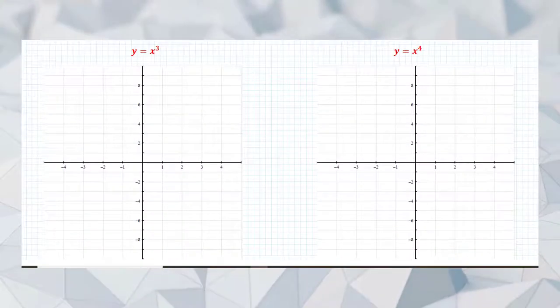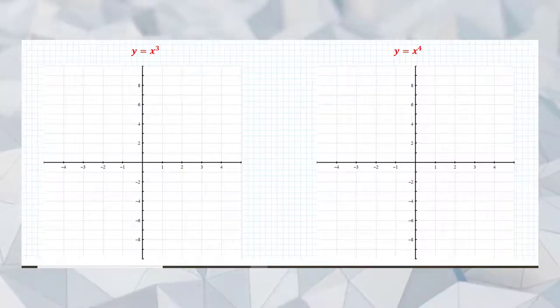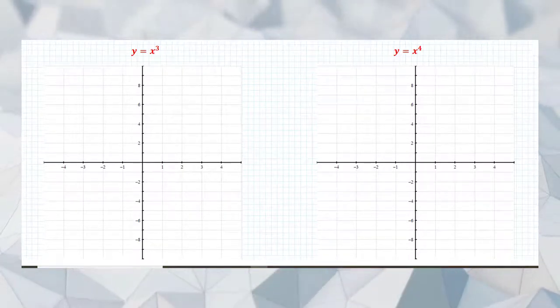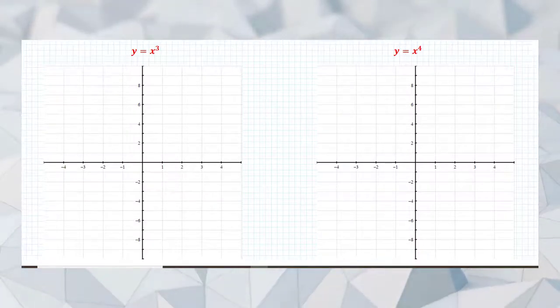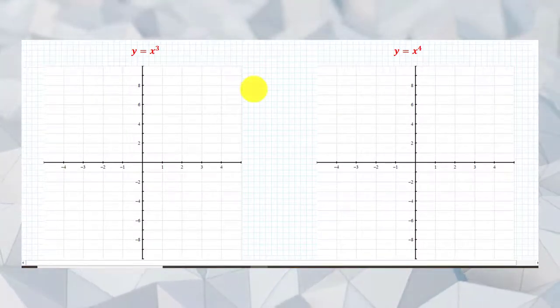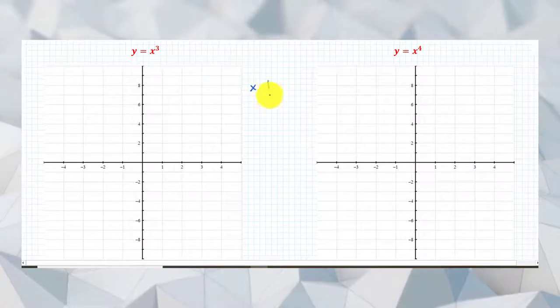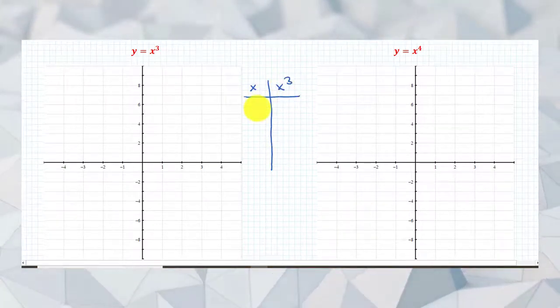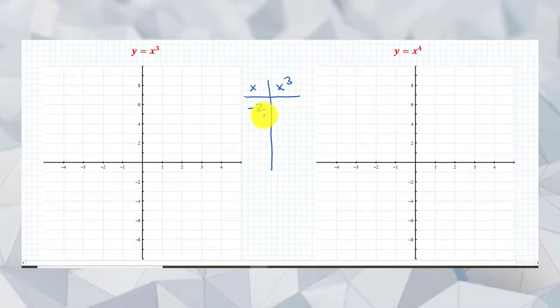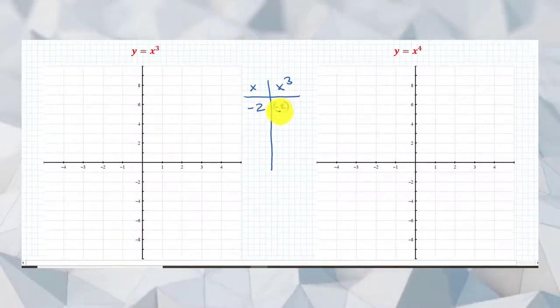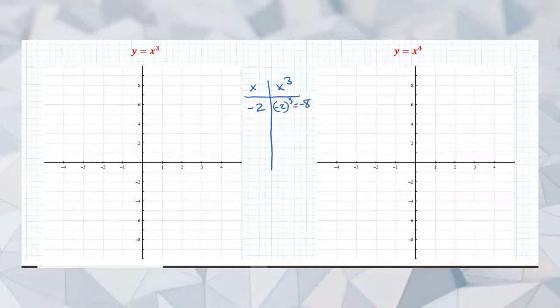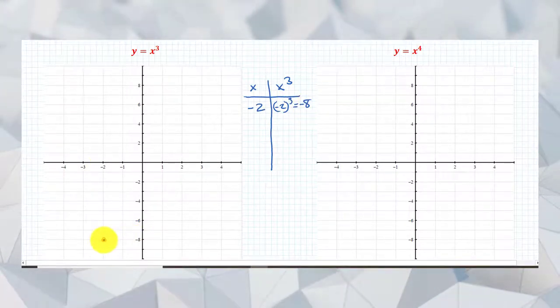I'm going to first look at the graph of the function y equals x cubed, and then y equals x to the fourth. How do I do that? Well, I'm just going to take some input and find their corresponding output. Okay, so here, let's get some input right here, and we'll see the corresponding output. So let's say x equals negative 2. So negative 2 cubed is negative 8. So if x is negative 2, y is negative 8, right here.